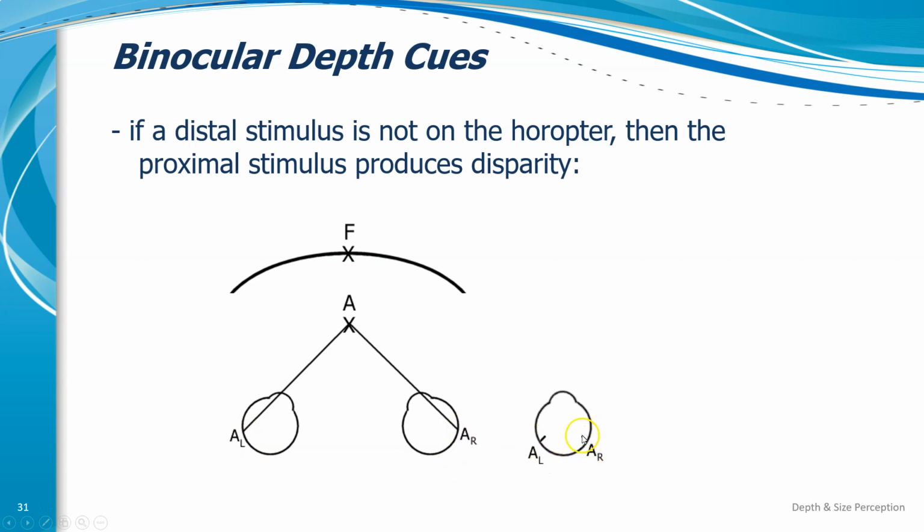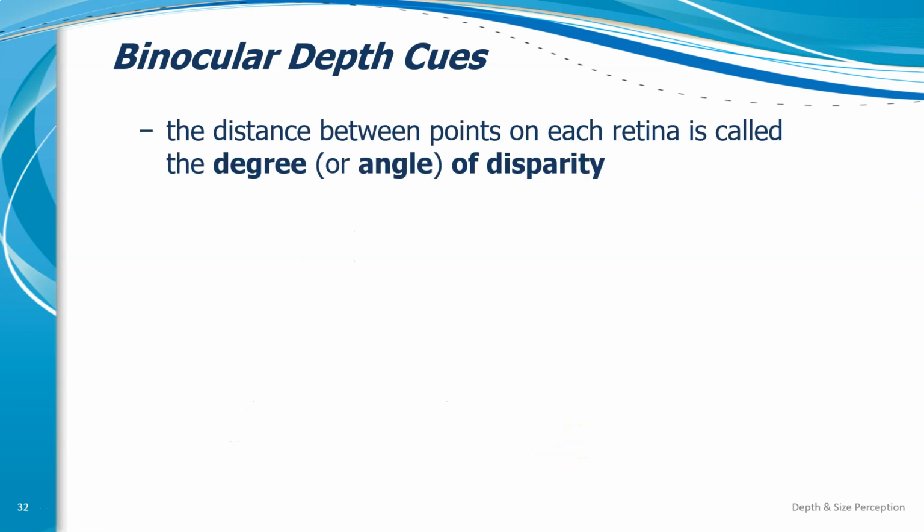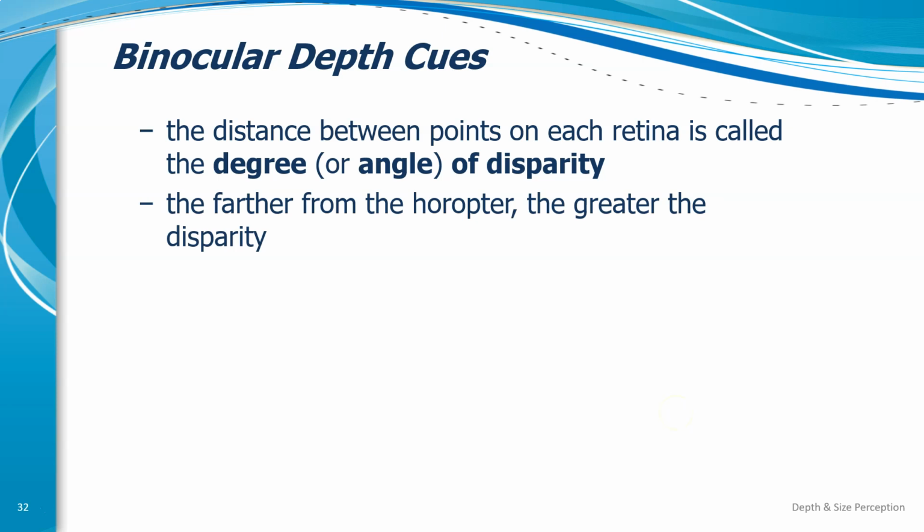These are non-corresponding points. They are different points. AL is to the left of the fovea, AR is to the right of the fovea. Now we can actually measure the difference or the distance between AL and AR. This is called the degree of disparity or the angle of disparity. Because the retina is a curved surface, it doesn't make sense to use a linear measure like a millimeter, so instead we use angles. And the rule is, the farther an object is from the horopter, the greater the disparity.